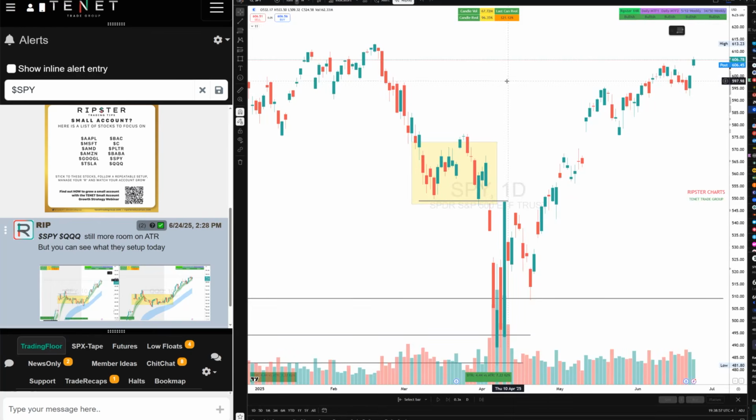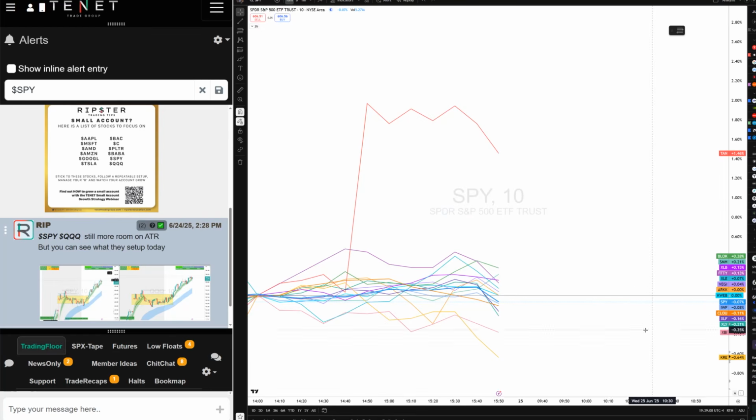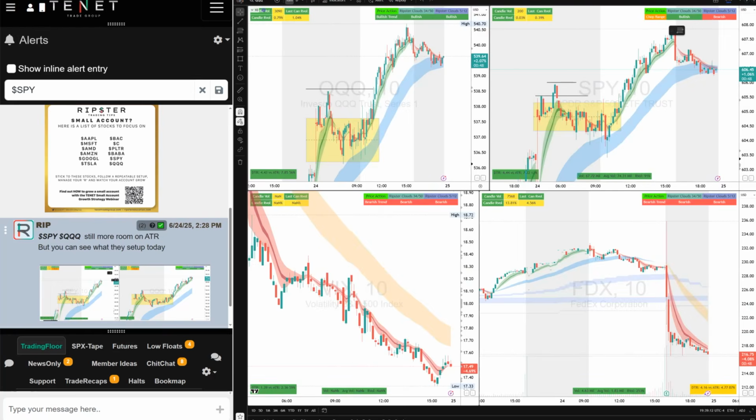Now, really nice setups on SPY QQQ. We are looking for a bullish continuation. When the market was running, there were certain sectors that were strong, the software sectors, the cryptos, and some sectors were weak. Regional banks were weak, XBI was weak, XLY was weak. So not everything was working.